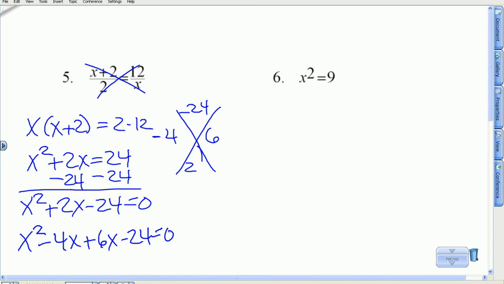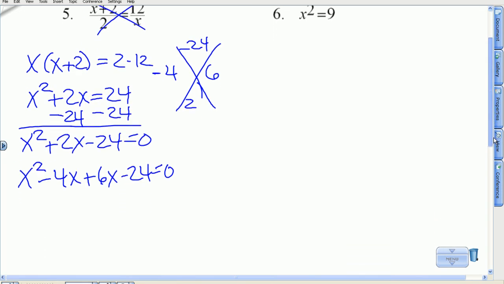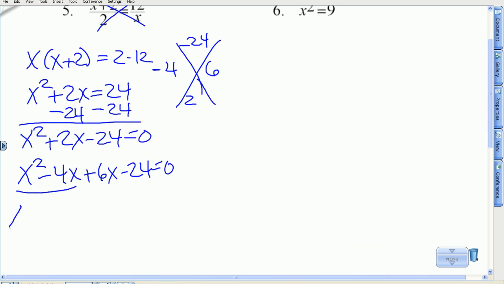And then we start factoring by grouping. I'll take x out of the first two terms. I'm going to take 6 out of the last two terms. And then I'll factor x minus 4 out of these two terms.